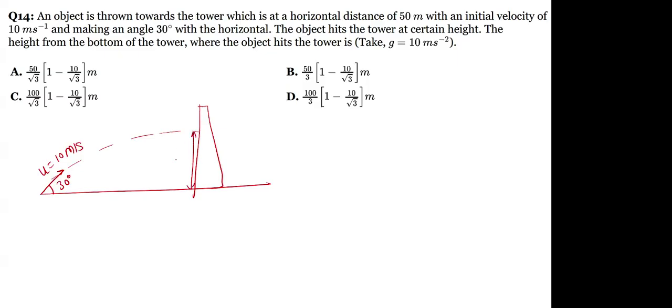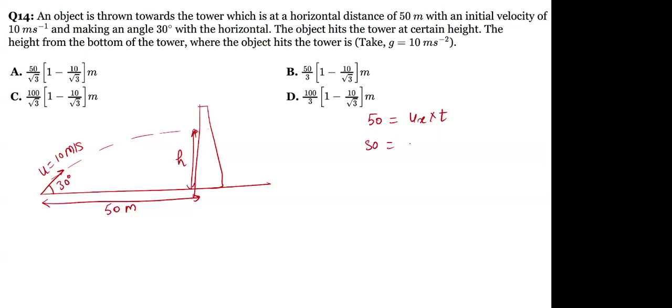Let's say the height is h, and the distance between the tower and the point of throw is 50 meter. The object hits the tower at a certain height, and we have to find the height from the bottom of the tower where the object hits, so we have to find h. We already know the horizontal distance is 50 meter. So r, which is 50 meter, is equal to u of x into t, so that we can get the time at which the ball hits that height of the tower.